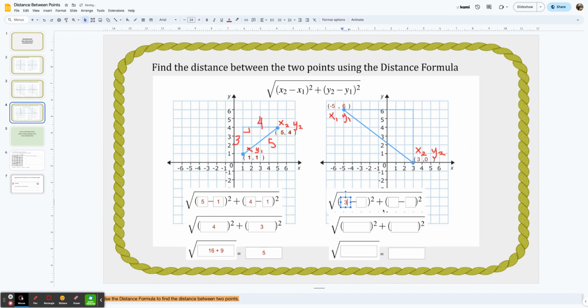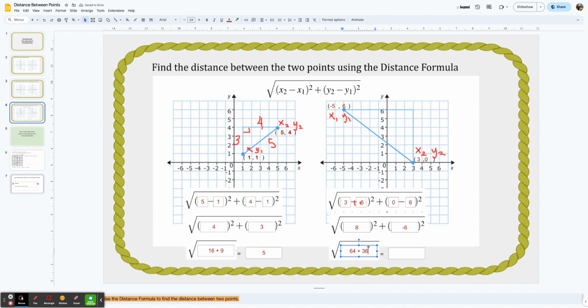So we're subtracting x2 minus x1. That's going to be 3 minus, now be careful here, we need that negative 5 with that x, plus y2 minus y1 squared. 3 minus negative 5 is the same thing as 3 plus 5, which is 8. And so this is going to be 8 squared. 0 minus 6 is negative 6, quantity squared. When I square 8, I get 64. Negative 6, when we square it, is 36.